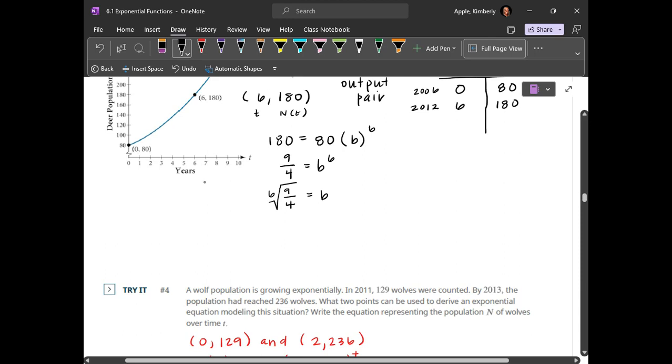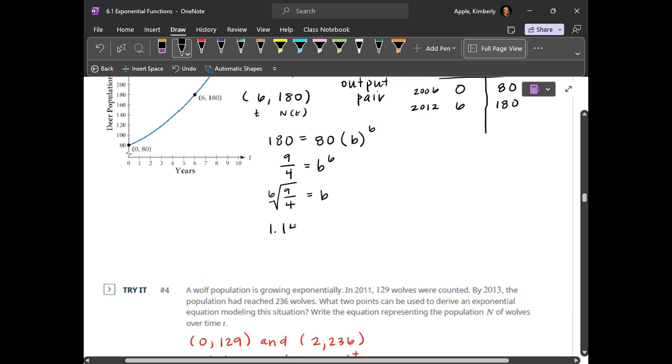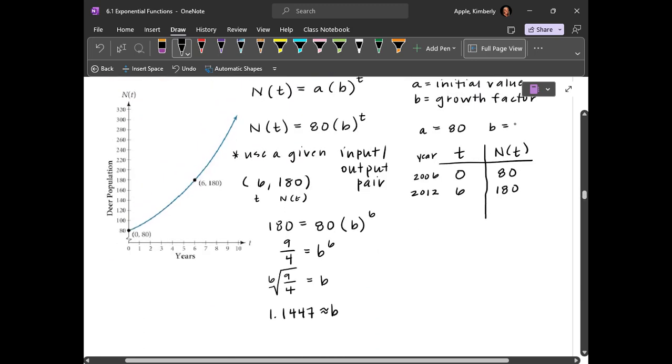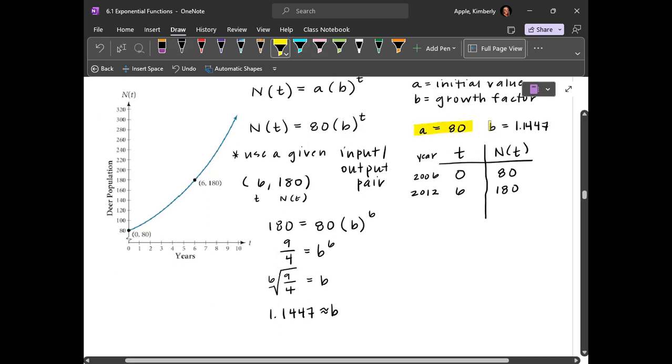And so just pulling that out, remember at this point we're going to round to 4 decimal places. So this would be 1.1447. 1.1447 is my approximated or rounded value for B. These are long problems, so you really have to stay organized to be successful here. That's why I do things like this. I keep track of what is A and what is B, because I know that ultimately that is what I will need to write my function.